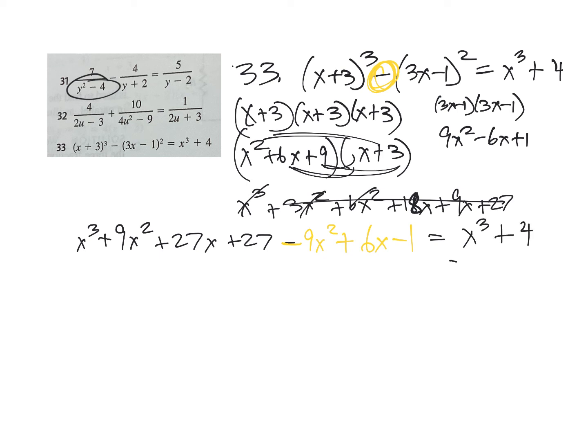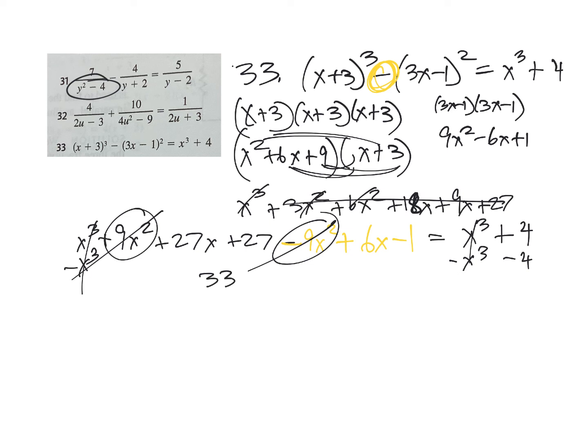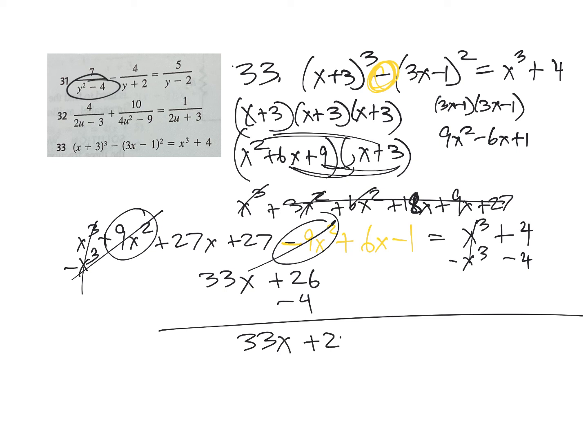Okay, so subtract x^3. Those are gone. Yay. Subtract 4. And probably should have put all these together first. So what do we have here? The 9x^2 minus the 9x^2 is gone. 27x and 6x is 33x. And 27 minus 1 is 26. So if we subtract 4 on the right, we've got to subtract 4 here. That's 33x + 22 = 0.